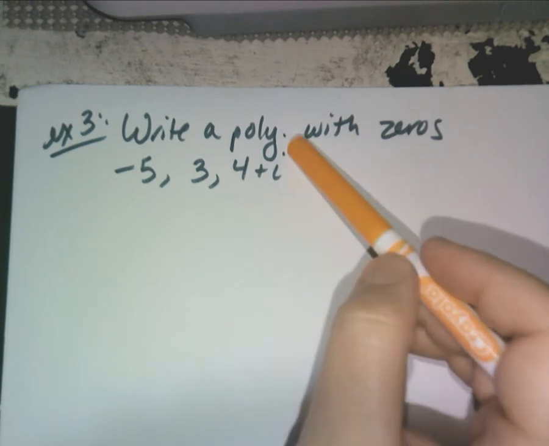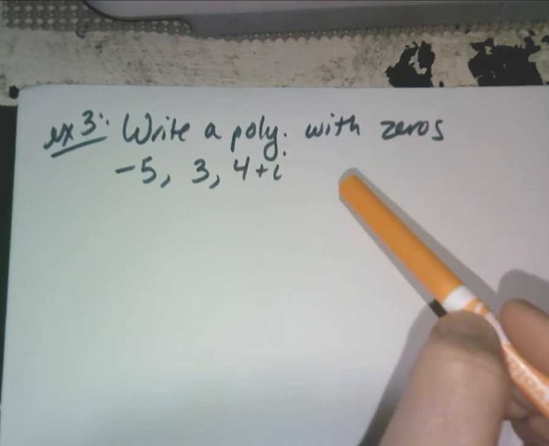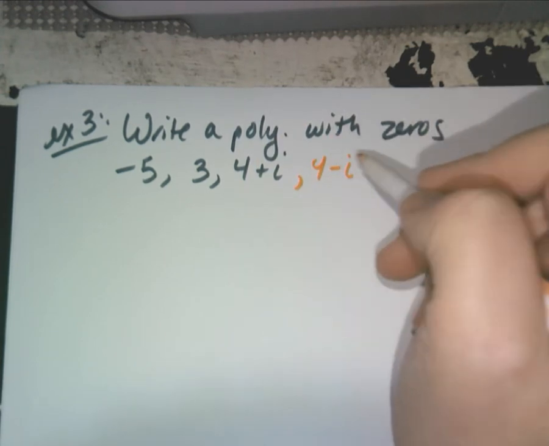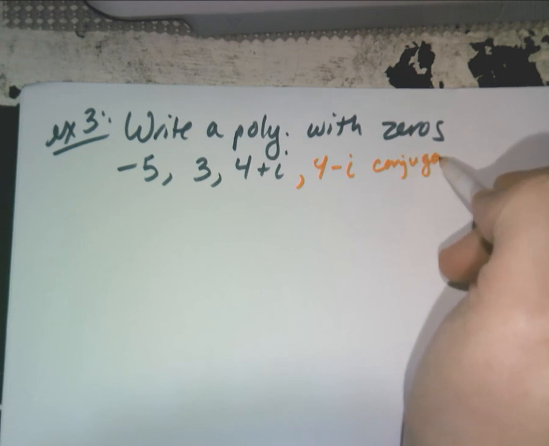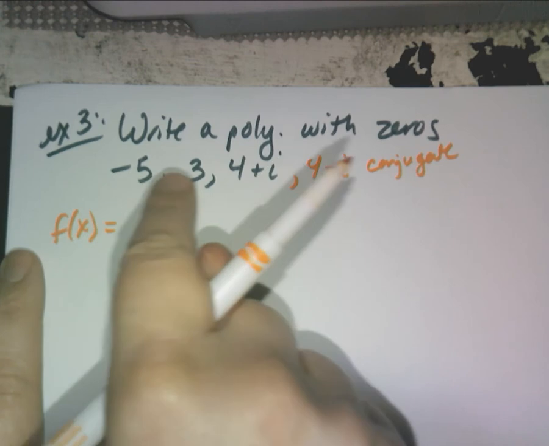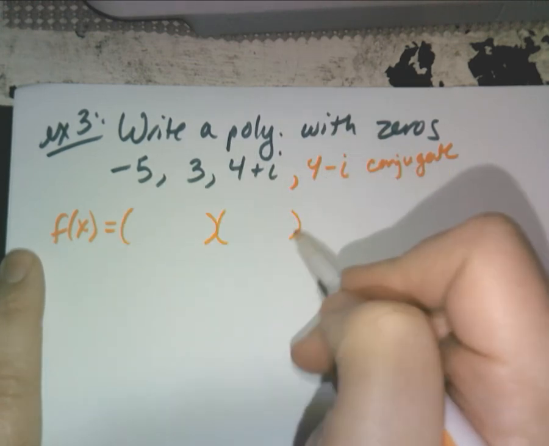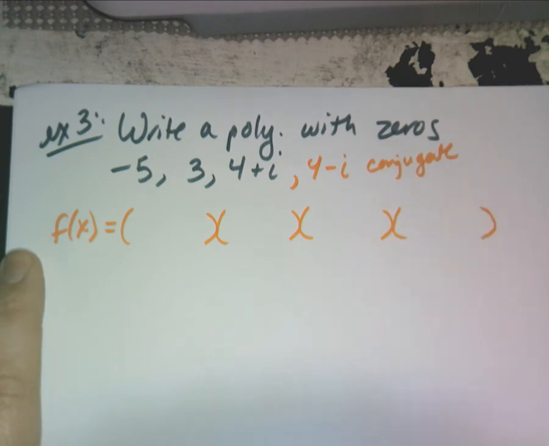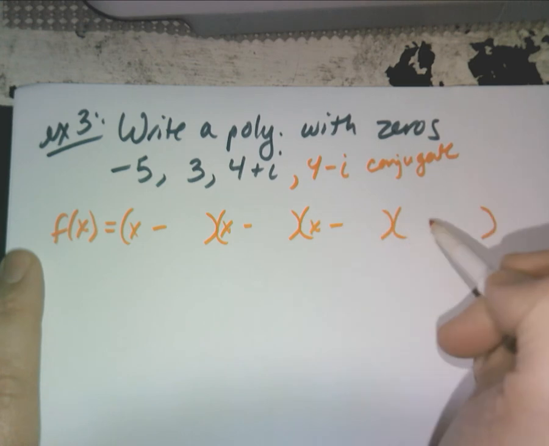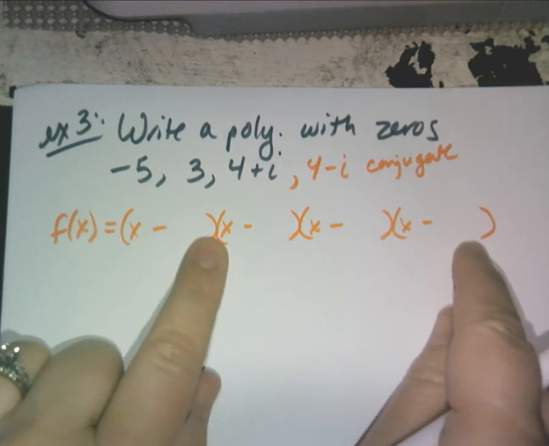First things first, 4 plus i, what's missing? Minus. Right, because every i has a conjugate. Don't forget about Mr. Conjugate. All right, so that means, if you remember a couple lessons ago, that if you have 1, 2, 3, 4 roots, you're going to put 1, 2, 3, 4 parentheses. You're going to write x minus, x minus, x minus, x minus. And in here, you're going to put the roots, just like we did on the quiz.